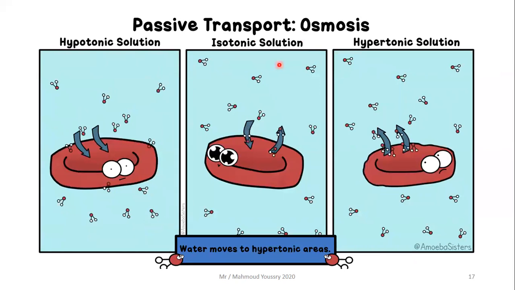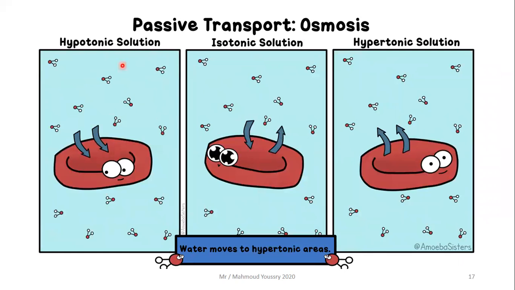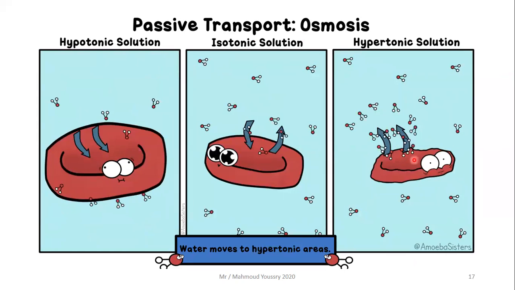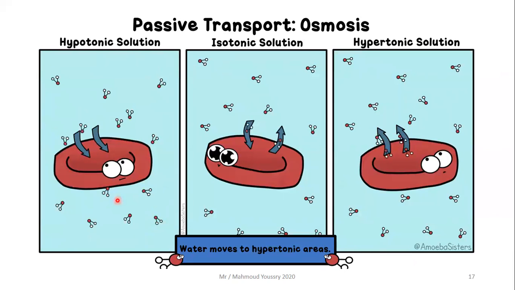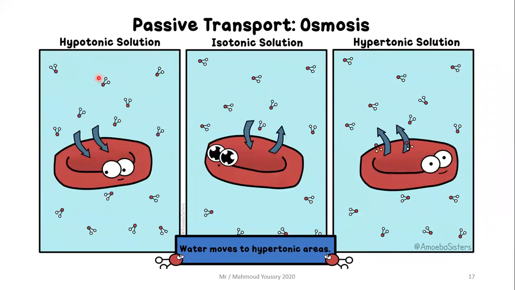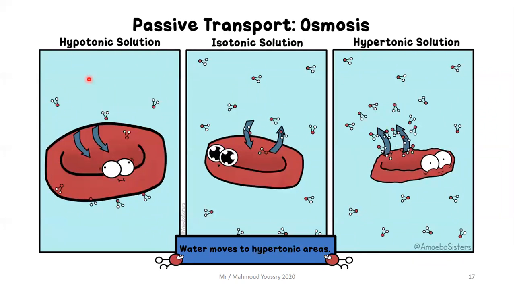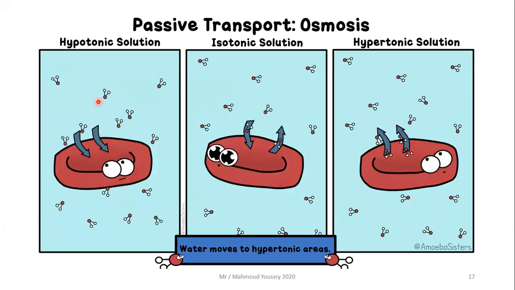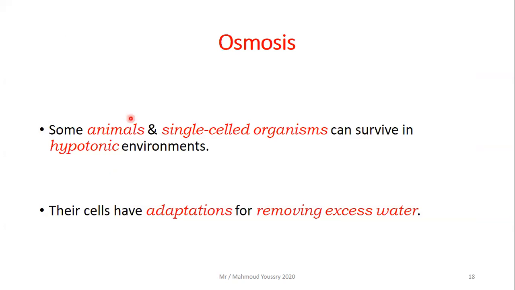And these are the three cases. Isotonic solution: equal concentrations, and the cell size remains the same. Hypertonic solution: high concentration of dissolved particles outside, high water concentration inside, so the water will diffuse outside, causing the cell to shrivel. Then we have the hypotonic solution: lower concentration of dissolved particles outside, and lower concentration of water inside the cell. So the water will flow into the cell, causing the cell to expand or even burst. Okay, then let's continue.